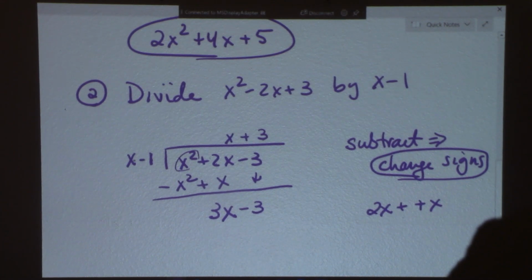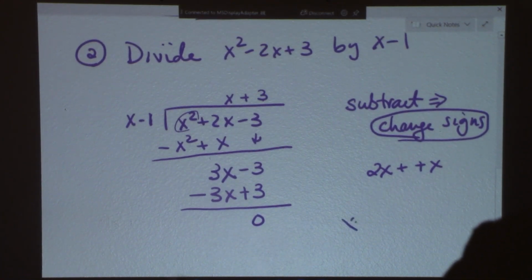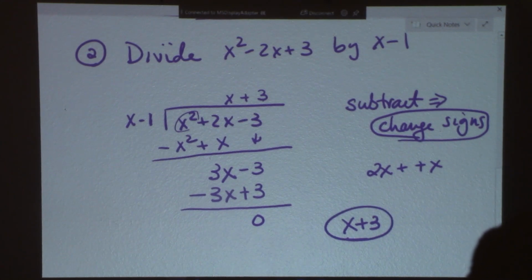So 3 times x is 3x, but now I need to multiply by the second thing as well. So 3 times negative 1 is negative 3. Oh, look at how well that works out. But I need to subtract, which means I'm going to change my sign, and I have no remainder. So my answer is x plus 3.